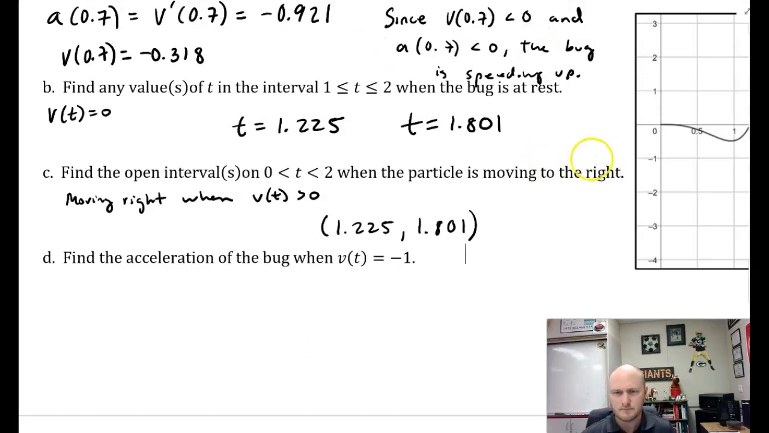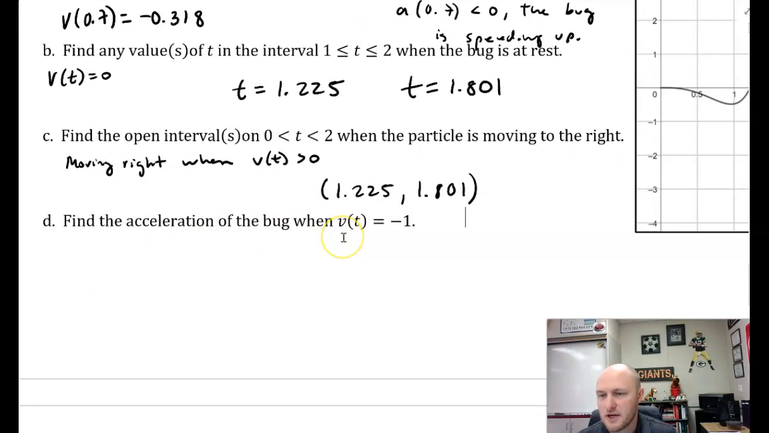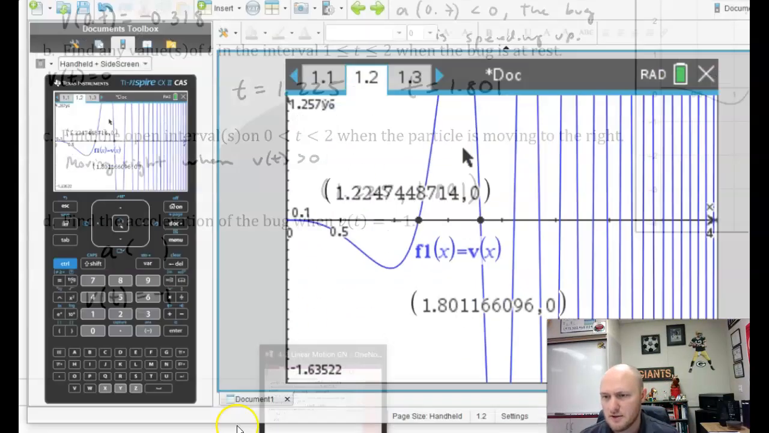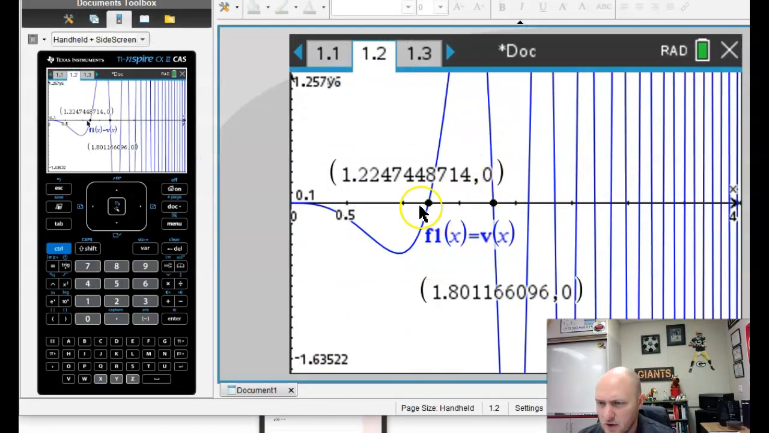There we go. D, find the acceleration of the bug when velocity is equal to -1. Find the acceleration, so that's a of some value, when v of t equals -1. Okay, so what I need to do is take v of t and set that equal to -1. So I'm going to go to my graph again, and I want to find out where it is equal to -1. So how am I going to do this?